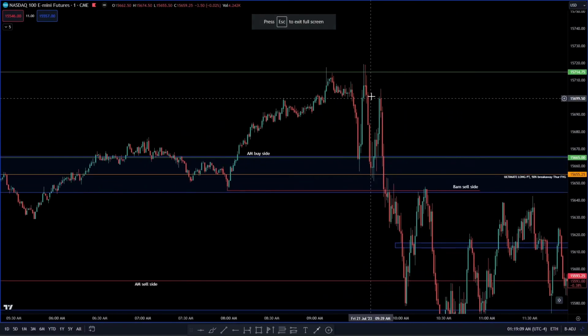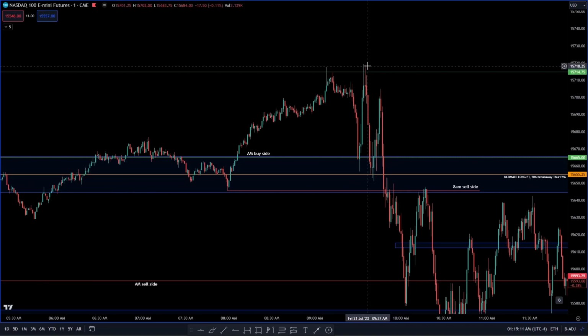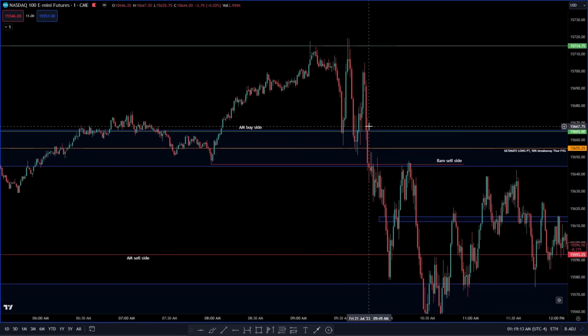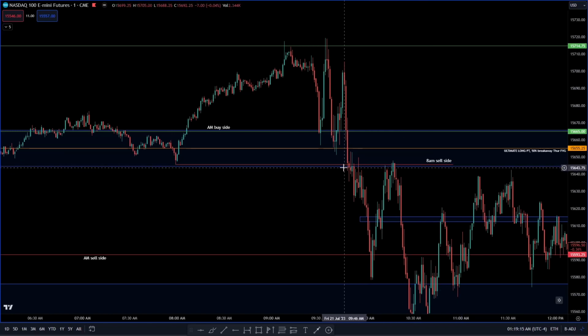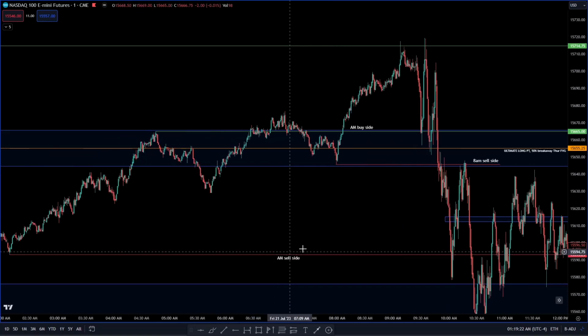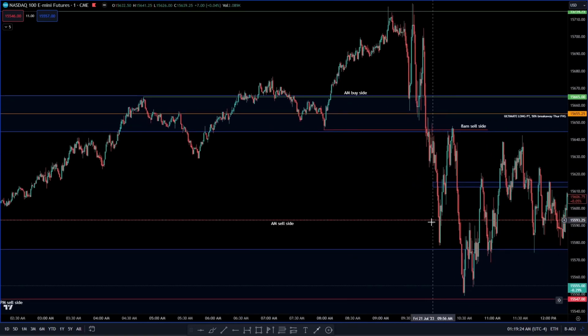But we bounce off, and then we don't obviously head for more liquidity to upside, and eventually we come down to this AM sell side, which we do hit. So we hit the AM sell side. That's basically their overall target, one of their overall targets, and then we end up hitting AM sell side all the way down here. This is just at 8 a.m.